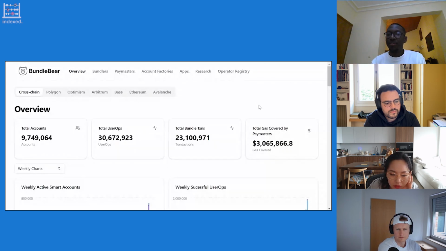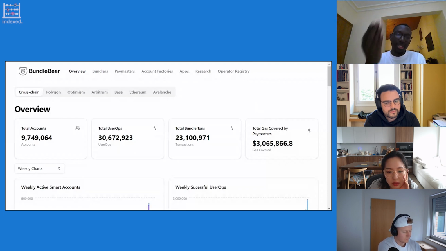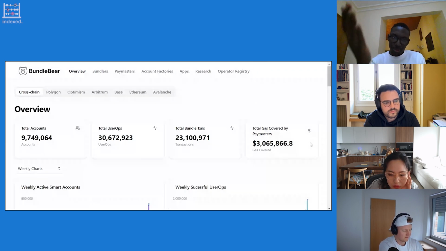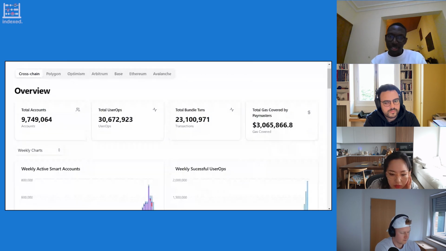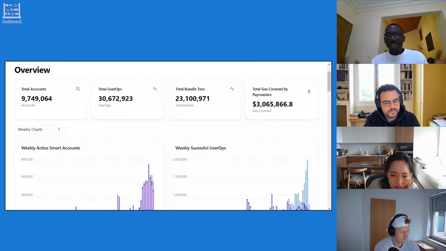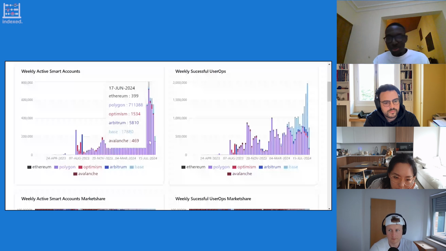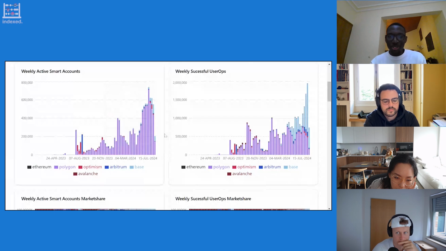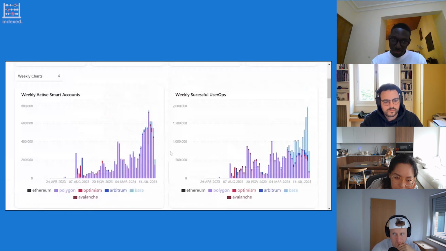And users have saved $3 million on what they would have spent in gas fees, with apps sponsoring that fee instead using paymasters. And there are big numbers here too. In this week in June, 700,000 accounts were active on Polygon. But then it leads you to question, the numbers look good, but what are those people actually doing?